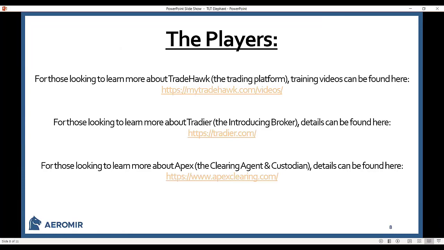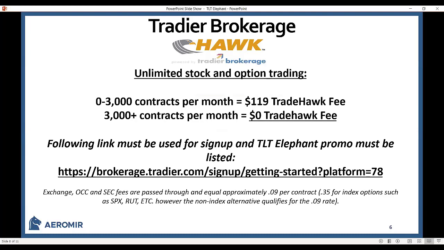They're well aware of the TLT Elephant promotion. You can tell them where you reside and see if they will open an account there. And then to trade the TLT Elephant, I think you said a $10,000 account minimum, or what would you recommend? That's correct. This offer from Tradier and TraderHawk requires a minimum of $10,000, which is fine because this trade requires $10,000 to do it. So you can trade it with $10,000, and you can scale it up as much as you like.